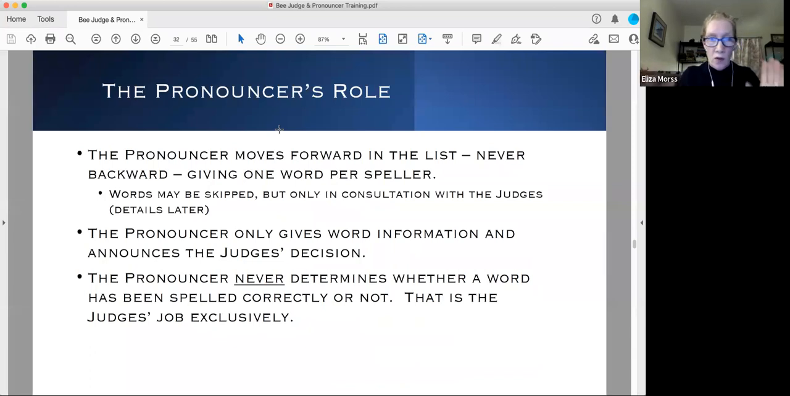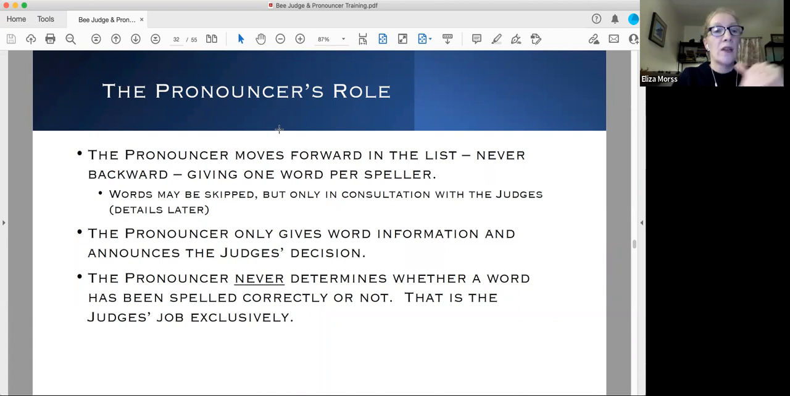So the pronouncer's role. As the bee continues, the pronouncer moves forward in the list. Speller 1 gets the first word, speller 2 gets the second word, continuing on. And you give 1 word per speller. Now words can be skipped, but only in consultation with the judges, and I'm going to go into details later. So as I said before, the pronouncer only gives word information and announces the judge's decision. The pronouncer never determines whether a word has been spelled correctly or not. That's the judge's job exclusively.